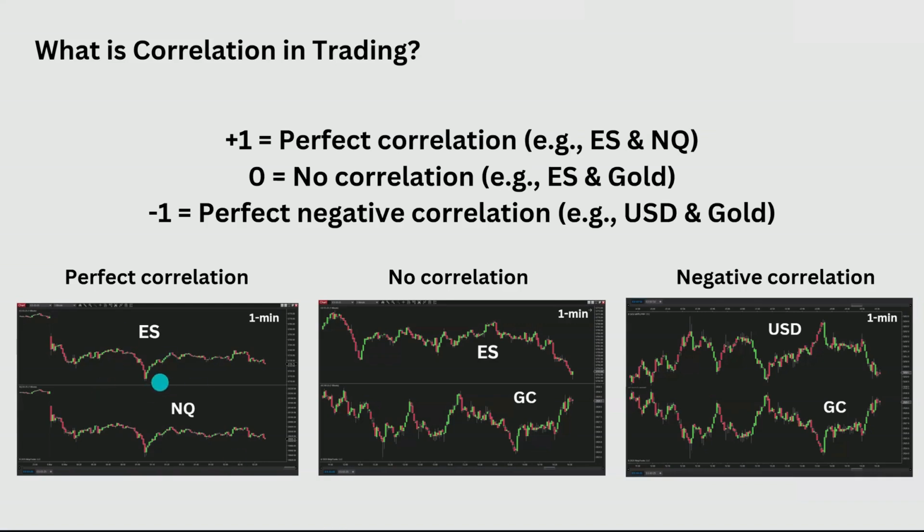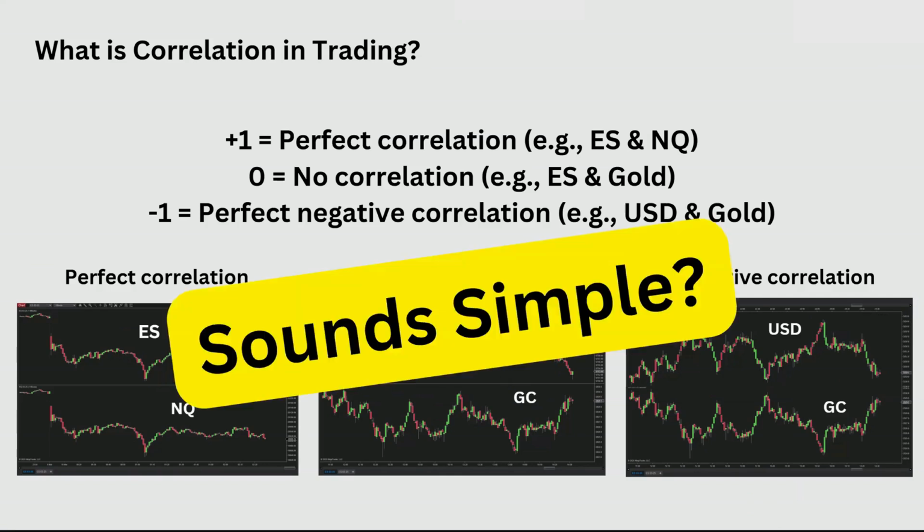So this is a perfect correlation. This is no correlation. They don't look the same. I mean, no relationship at all. And negative correlation means they move in the opposite direction. Sounds straightforward, right? But here's the thing.